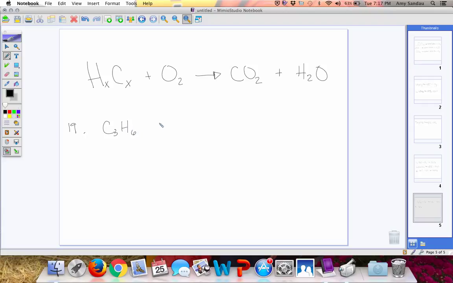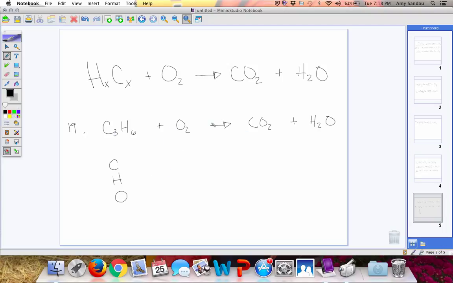I have C3H6 plus O2. So we know the product's going to be CO2 plus water. When we balance these, I always do it in this order. I always do carbons, then hydrogens, and do oxygens last. I do carbons first because they're the least common, and so they're easy to see right away, whereas hydrogens and oxygens are kind of spread out. And I do oxygens last because we have the opportunity with this O2 to adjust just oxygen, which is kind of nice. So it's easiest to do it in this order.